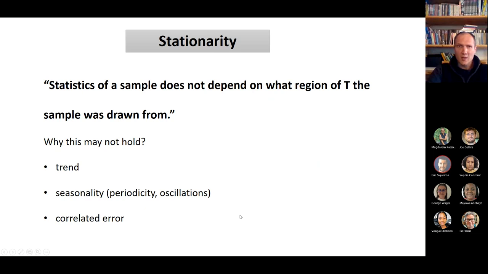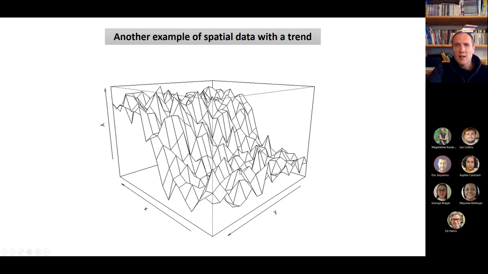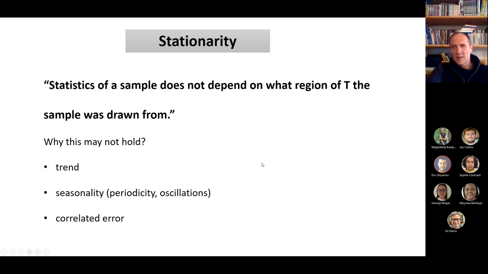Let's go to another slide. Last time I mentioned stationarity, and I would like to explain it briefly in the context of what I have just said. Stationarity is when the statistics of a sample does not depend on what region of the spatial data set the sample was taken. And in a similar way, I mentioned that the correlated error can be described as a function of statistical properties and distance between the data. So when these statistical properties are constant all over the data set, the data is stationary.